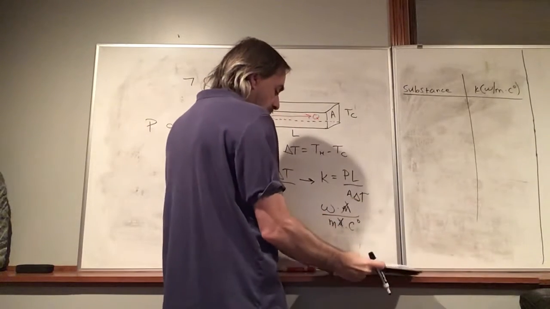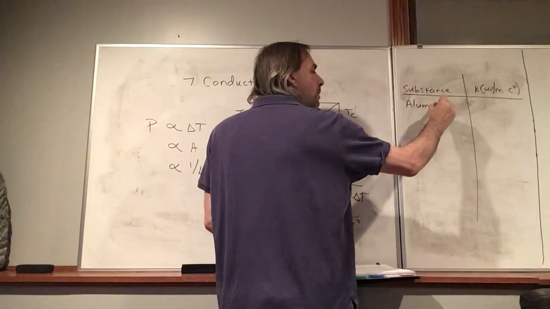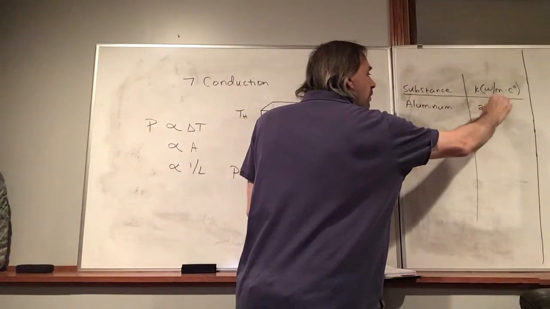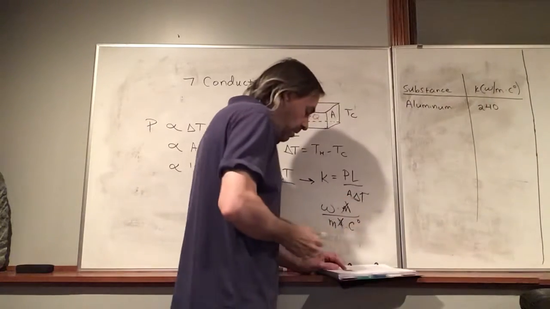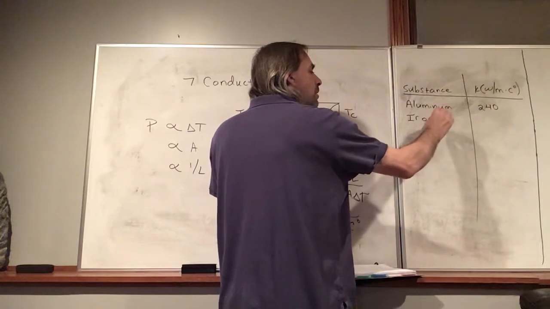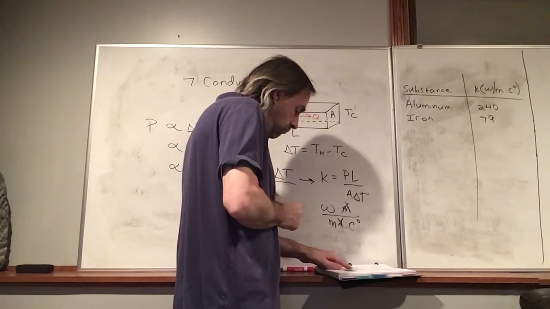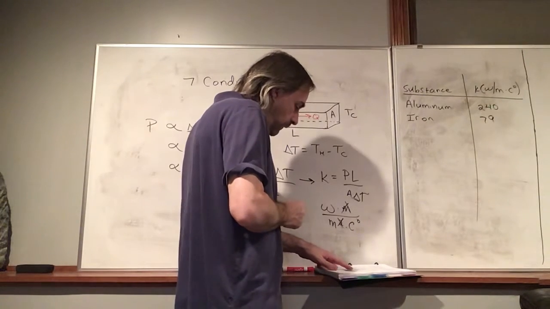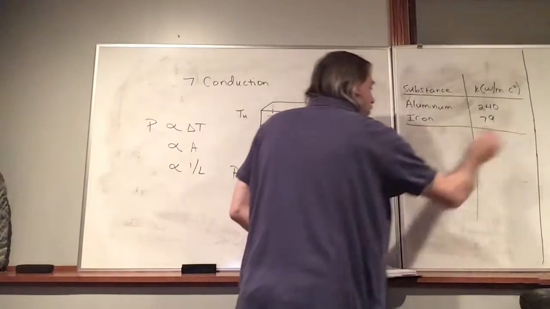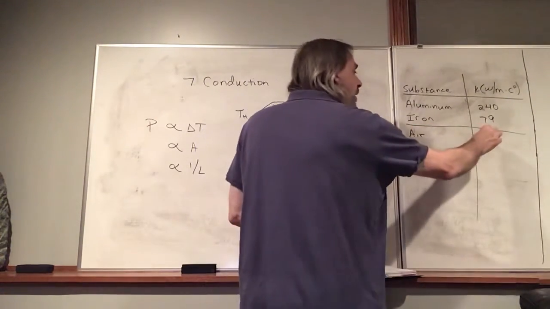So I'll just give you a few examples, and K in watts per meter Celsius degree. All right, so let's look at aluminum. That'd be 240. Iron, 79. So again, a couple of metals. Let's look at some gases. Air is 0.256.